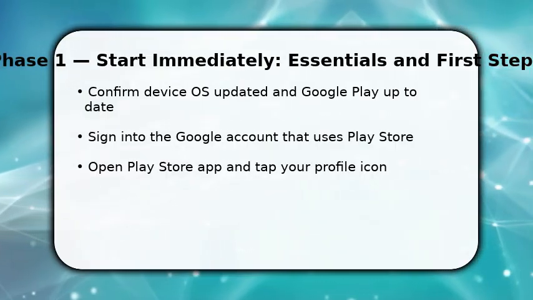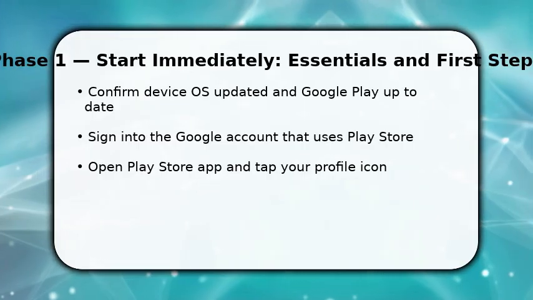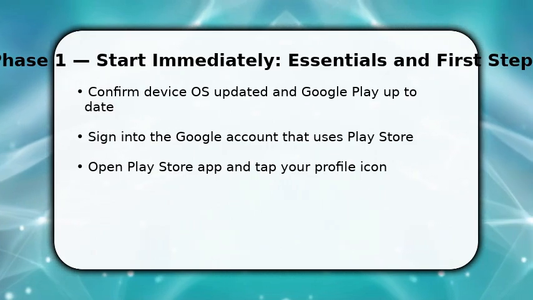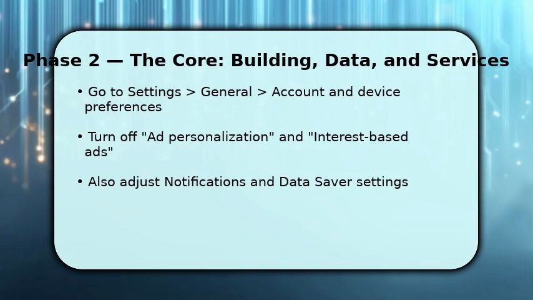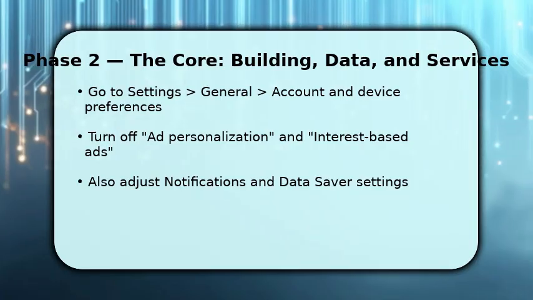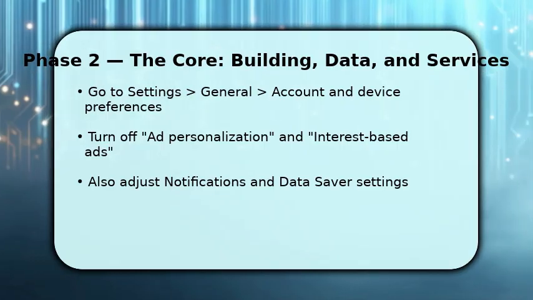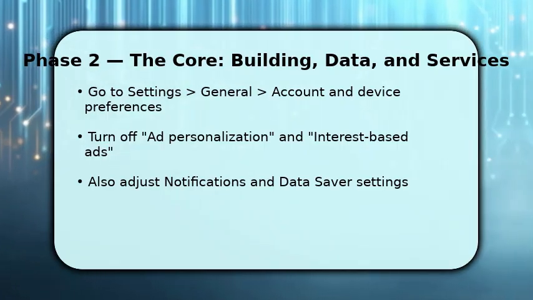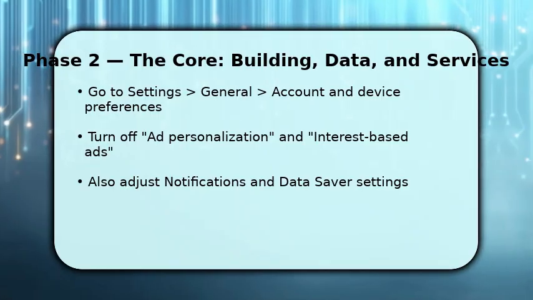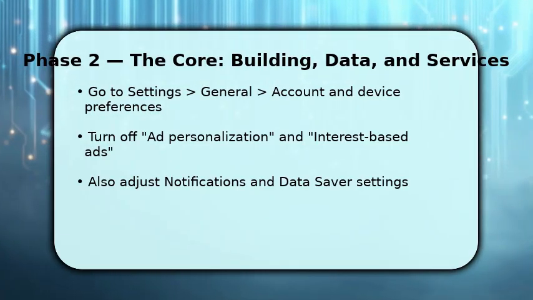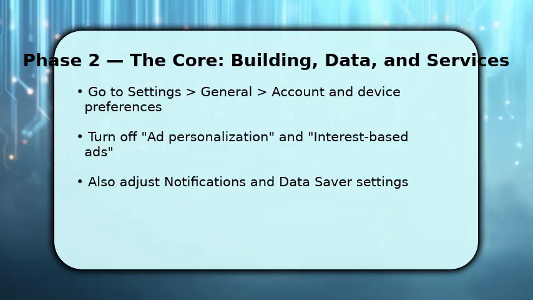Now, tap Settings, and we'll move directly into personalization and notification controls, so ads stop showing in ways you don't want. You'll find targeted ad controls under General, then Account and Device Preferences. This is where Google tailors ads based on activity. Once there, turn off ad personalization and any interest-based advertising toggles. This reduces personalized recommendations across apps.